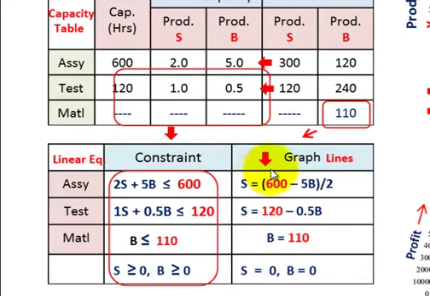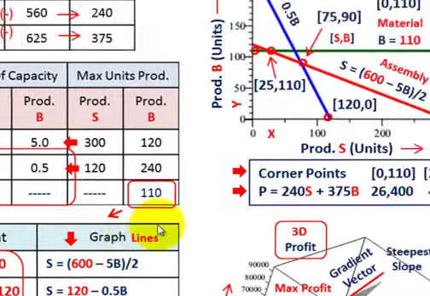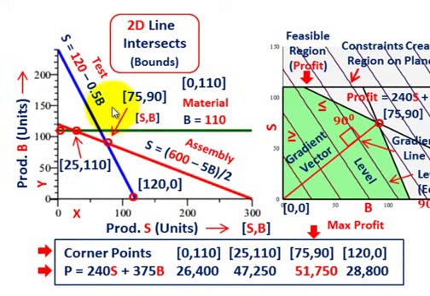Okay, so now let's graph this based on the constraints and the graphing lines that we have. We're going to lay it out in 2D, and we're going to be looking at line intersects, or we have to determine what they would call the bounds for these two different products based on our constraints. What I've done here is take our product S in units along the x-axis, and the y-axis represents the product B, the number of units that we produce.